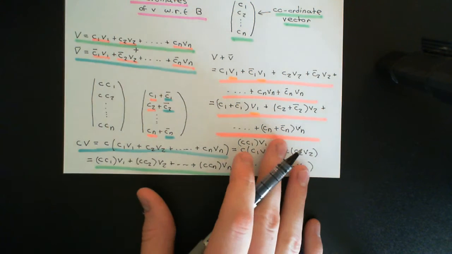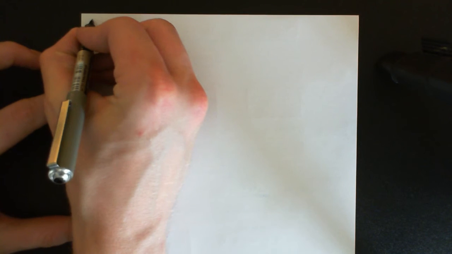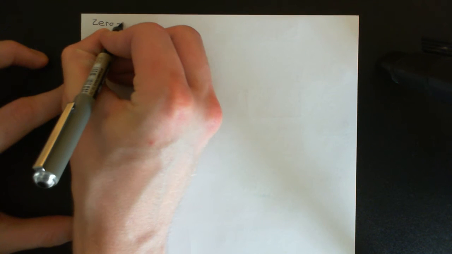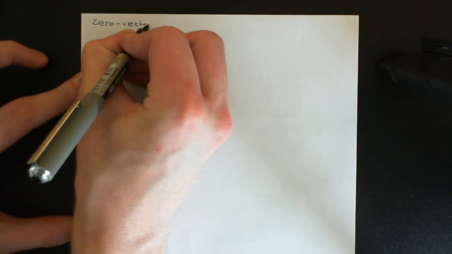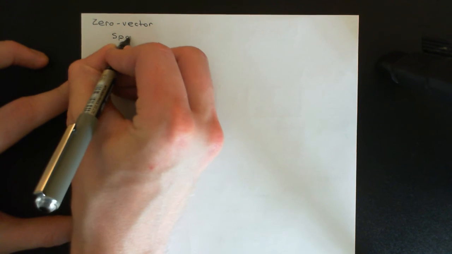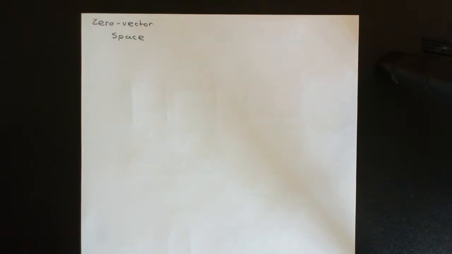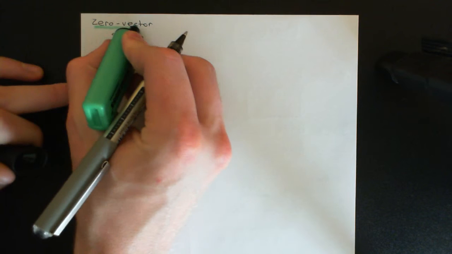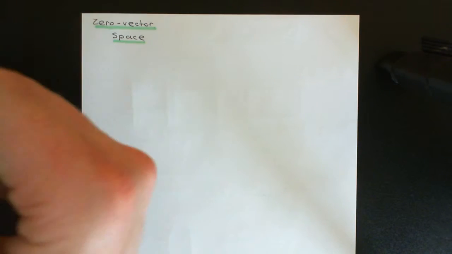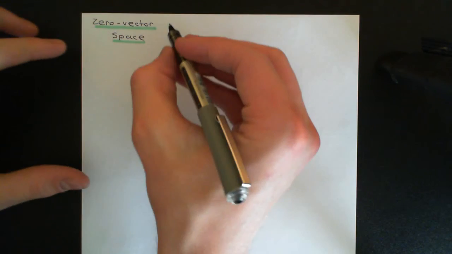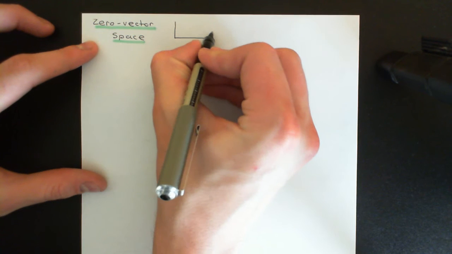Firstly, what I want to do is tackle a problem that pops up occasionally. And this is, what is the basis of the zero vector space? Let me just remind you of what the zero vector space is. The zero vector space is a bit of a trivial vector space. This is a vector space that contains only one element, and that one element is going to be the additive identity of the vector space. So we might as well call it 0, although you could use whatever symbol you like.